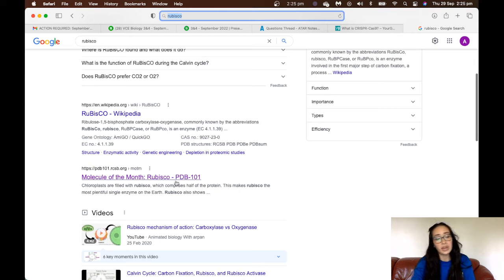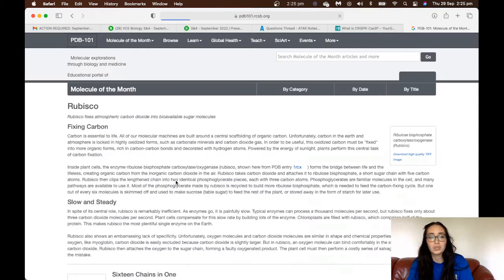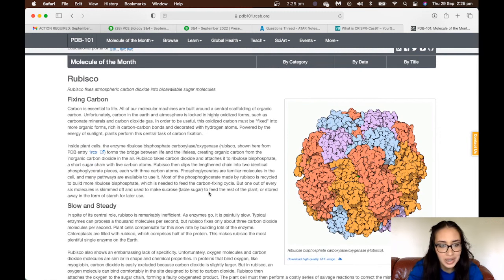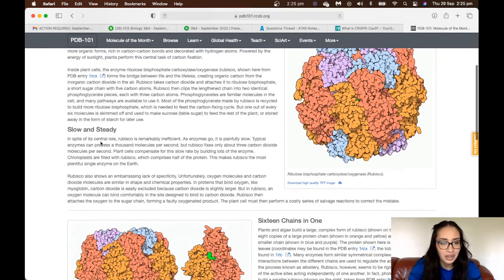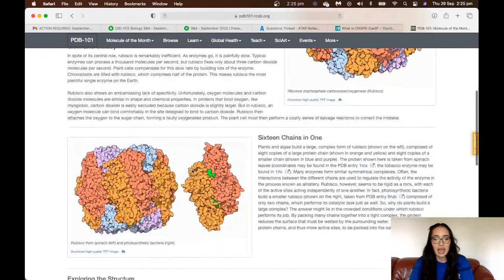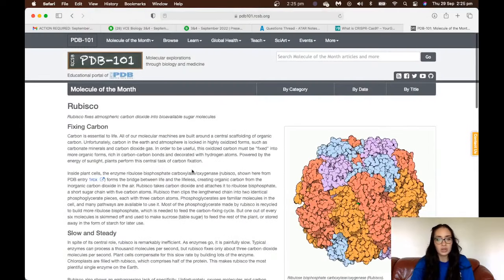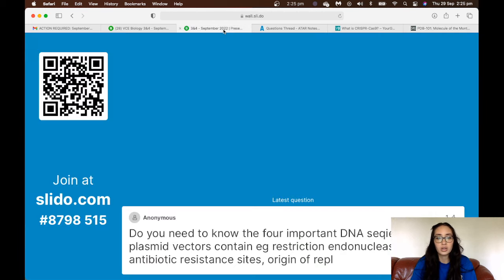This one, PDB. They have Molecule of the Month, Rubisco. I'd recommend coming here. They have a bit of background about Rubisco and how it fixes carbon, and just a bit of extra info. It's kind of a rubbishy enzyme, remarkably inefficient. It's world-renowned as being really slow and slightly useless. But obviously it's not useless because it does work. It's just not very effective. So come to this website if you're curious about Rubisco. It's literally like the third website there. Enzyme of the month, Rubisco.